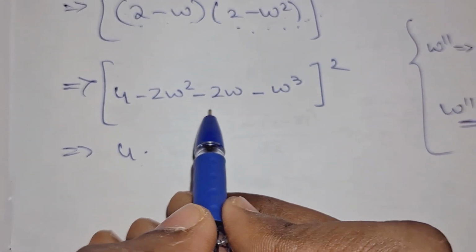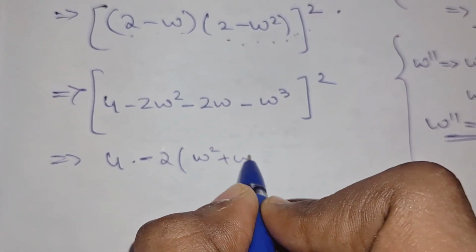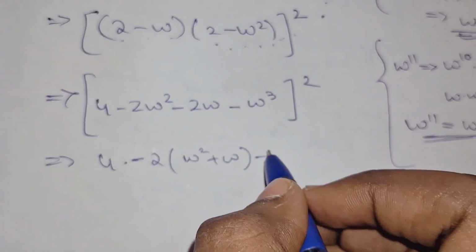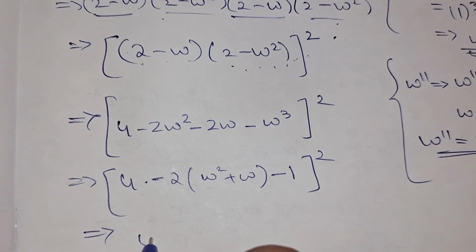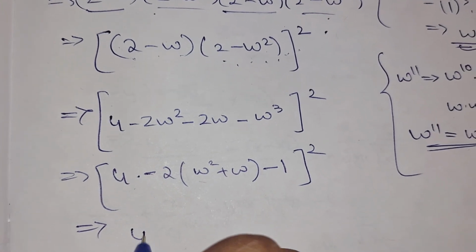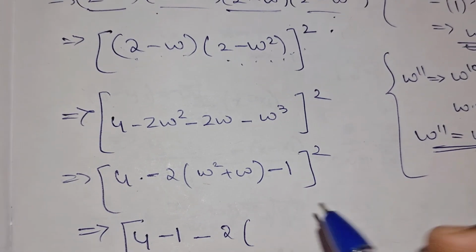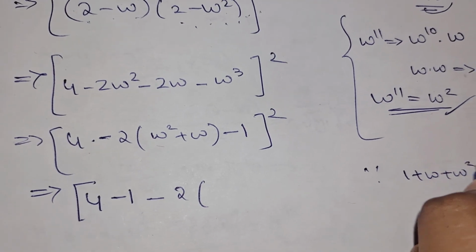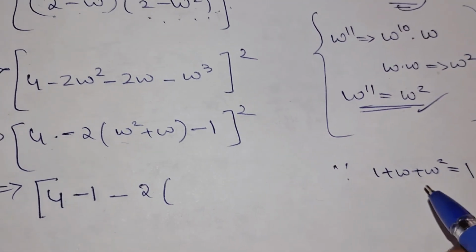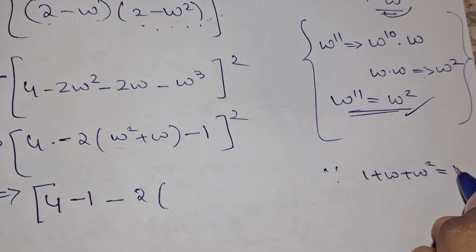Here we can take minus 2 common. We are taking minus 2 common, left with omega square plus omega, substituting omega cube as 1. So we'll be left with 4 minus 1 is 3. I'll write it this way: 4 minus 1 minus 2. Now we know that 1 plus omega square is equal to 0.